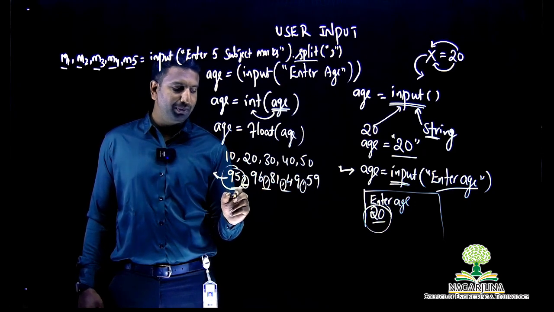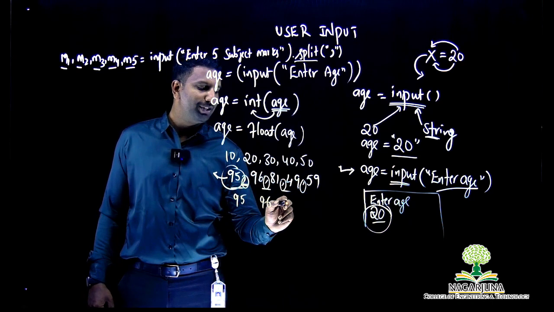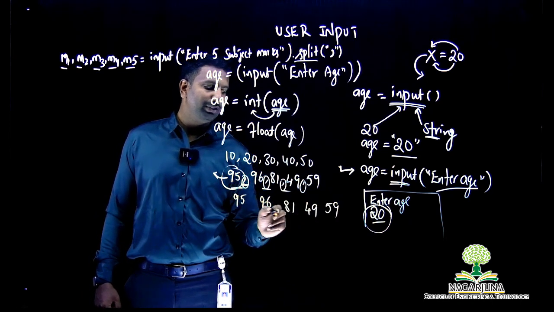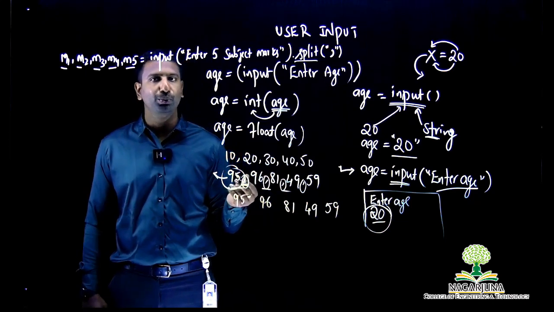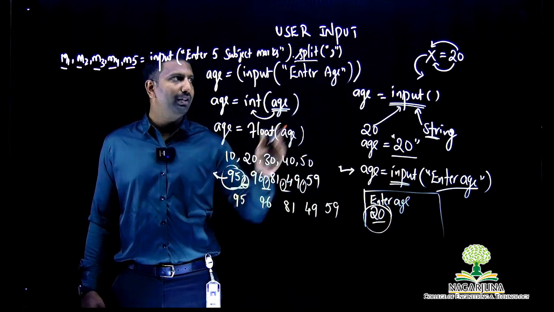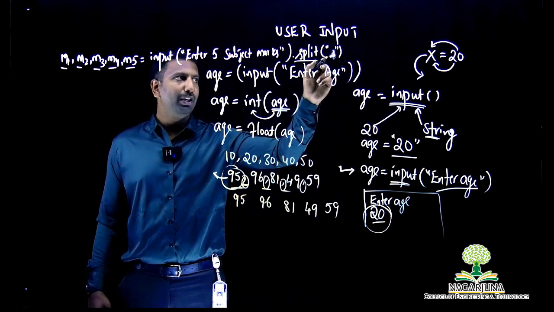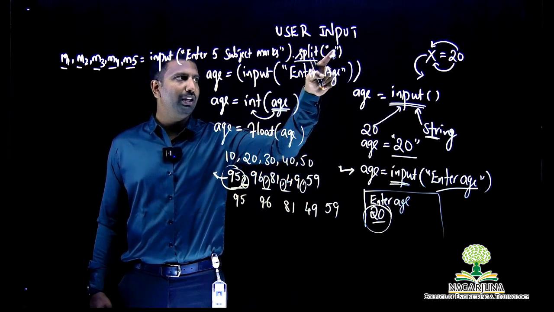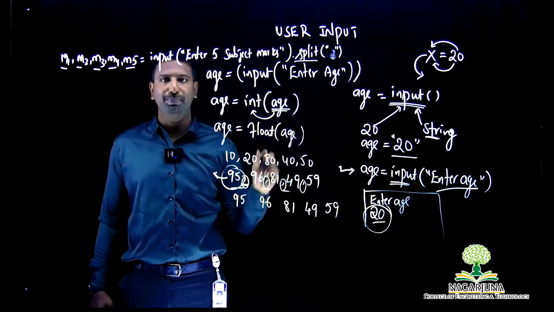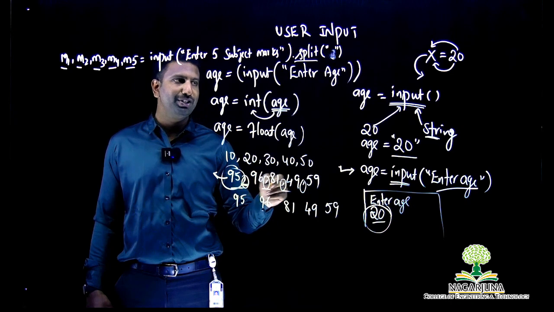Similarly, suppose a user is entering his values in this way, 95 space, 96 space, 81 space, 49 space and 59. In this way, if he is trying to give, what do we need to do? It is as simple as that. Previously the splitter was comma, here the splitter will be just a space. You need to specify a space here. If you specify a space here, automatically your input will be taken as, see, I just erased this, it becomes a space here. So that means it is splitting your inputs based on the spaces.